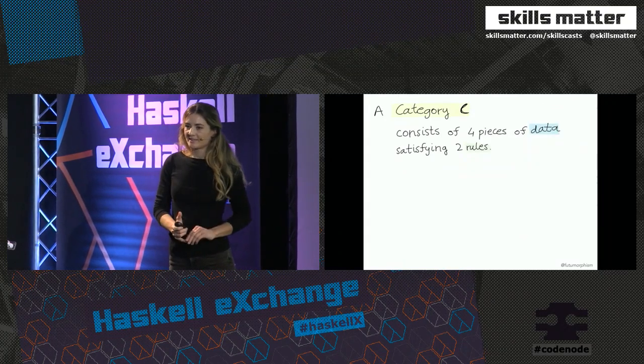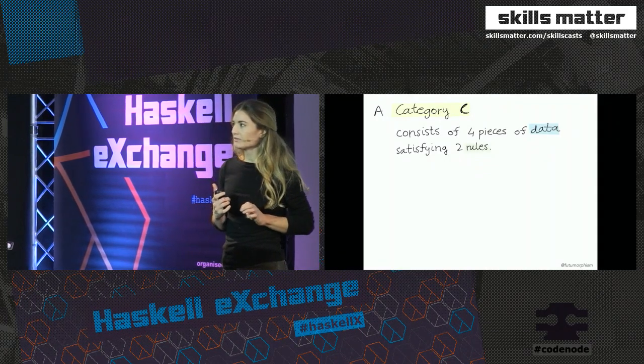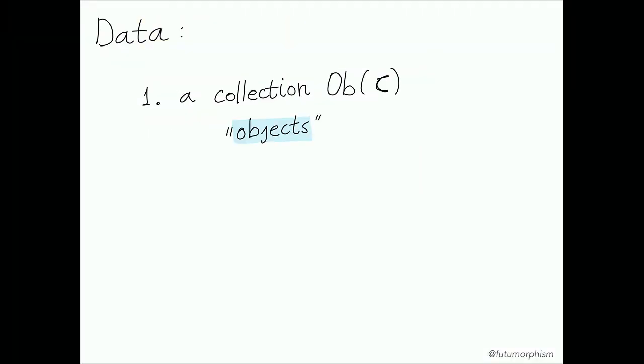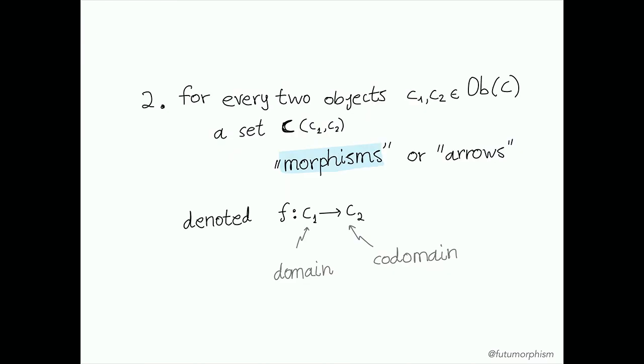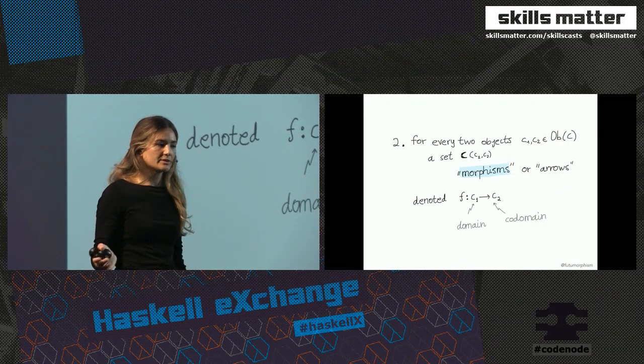OK, so we're going to define category. So a category consists of 4 pieces of data, and it satisfies 2 rules. So the data, 1, there is a collection of objects. 2, for every 2 objects, C1 and C2, there is a set of morphisms from C1 to C2. Morphism and arrow are interchangeable. It means the same thing. So for every 2 objects, there's a set of morphisms from C1 to C2. It's a set, so it could be empty if there's no arrows. It could be 1 arrow. It could be 10 arrows.